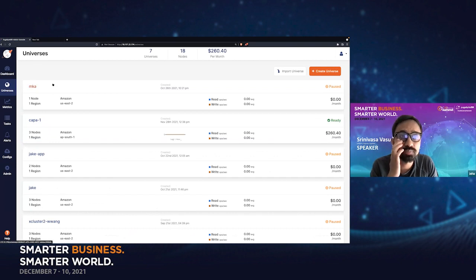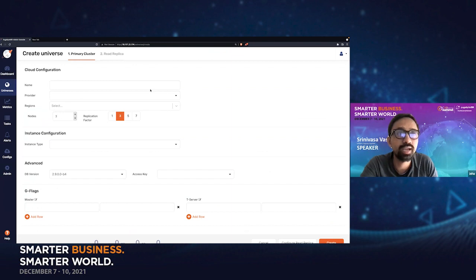Essentially, it's a single-stop self-managed portal to manage a fleet of Yugabyte clusters. That gives you the complete 360-degree view of all of your running clusters, right? And once the cloud provider configuration is done, the next step is a guided flow. You have to key in a bunch of information.